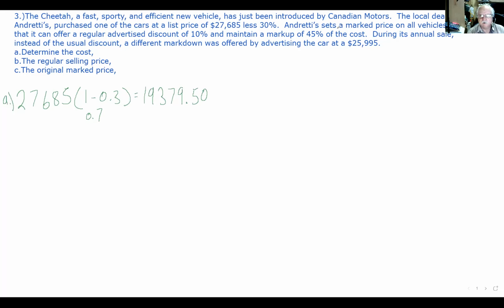Now, Andretti sets a marked price on all vehicles so that it can offer a regular advertised discount of 10%. So this is the artificially inflated price. But before we can do that, we need to figure out the regular price. So what do we know?